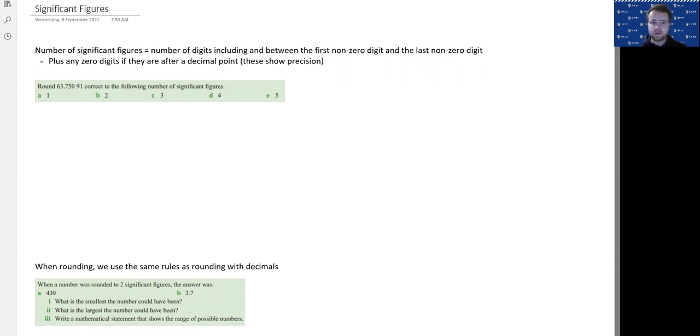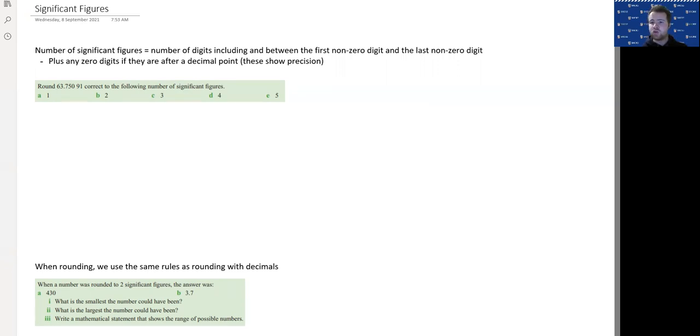So the number of significant figures that a number has is equal to the number of digits, including and between the first non-zero digit and the last non-zero digit. That sentence is probably the simplest way you can say it. You're basically counting the digits between the first number that's not a zero and the last number that's not a zero. Okay, there is one exception to this, is that any zeros that are after that last non-zero digit, but are after a decimal point, are also significant, because they show precision. I'll talk more about that just in a moment.